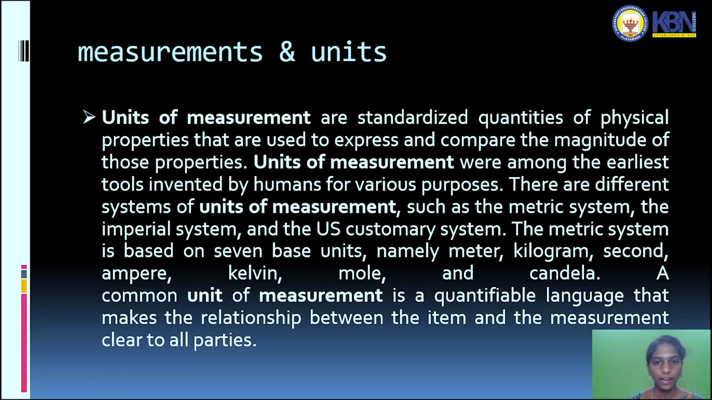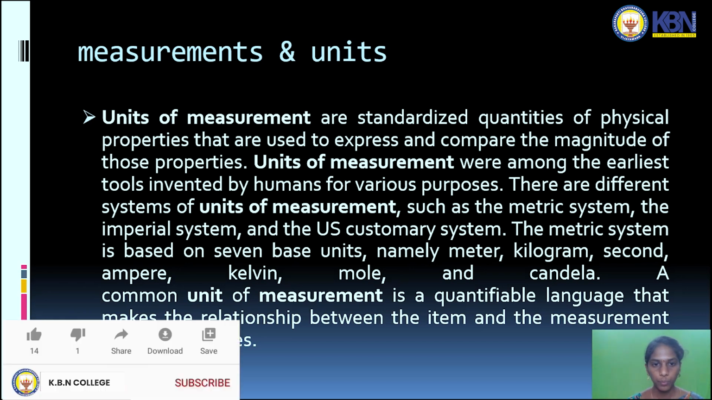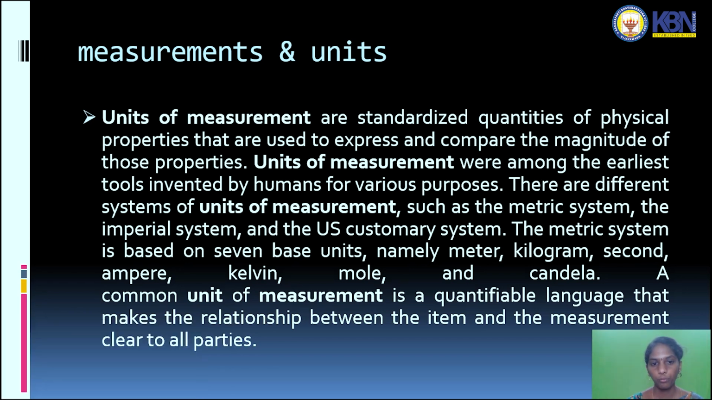The measurements and units. Units of measurement are standardized quantities of physical properties that are used to express and compare the magnitude of those properties. Units of measurement were among the earliest tools invented by humans for various purposes. There are different systems of units of measurement, such as the metric system, the imperial system and the US customary system.